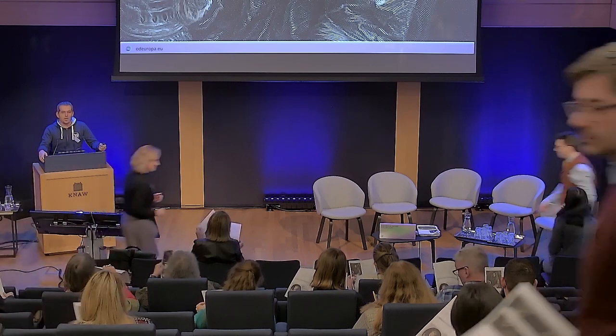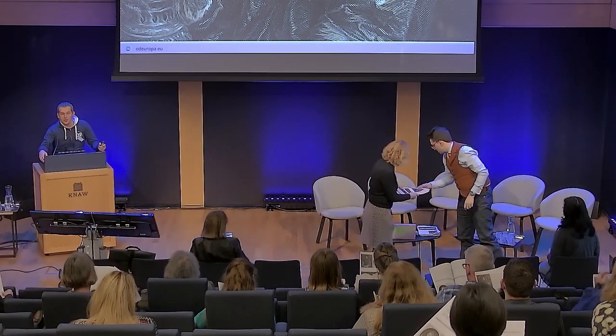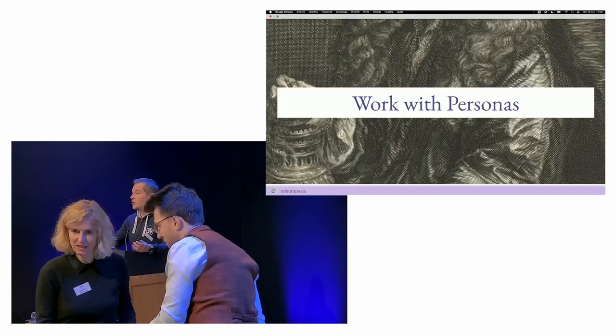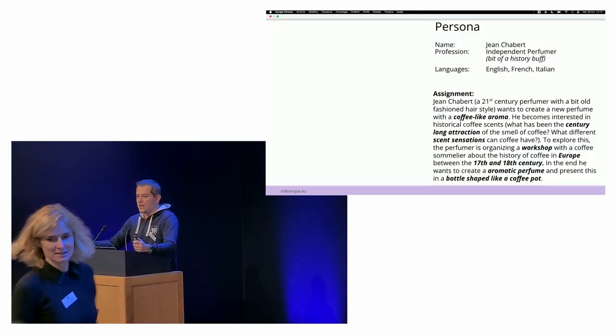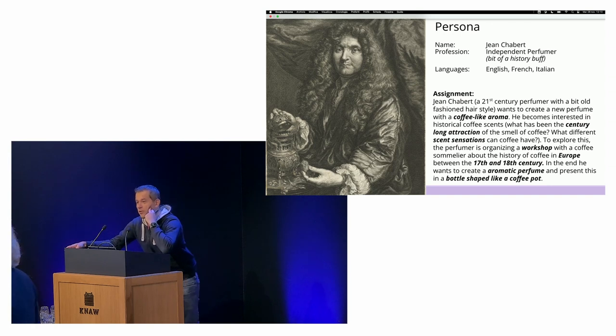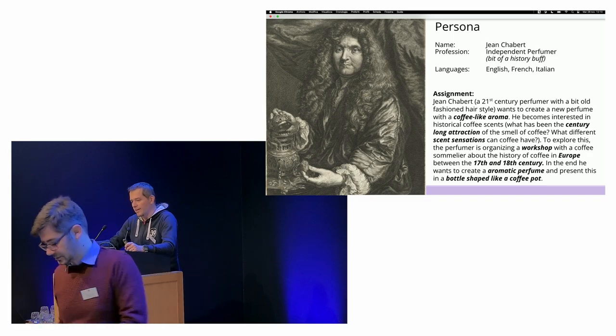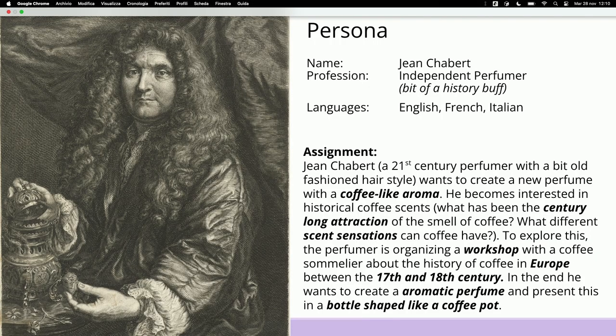So for that, what we have envisioned is to create a persona, and we would like that you all imagine that you are this person that we propose you to impersonate. So this morning, our person will be Jean Chabert, an independent perfumer who speaks English, French, and Italian. Contrary to the picture here, he's a 21st century perfumer with a bit old fashioned hairstyle, and he wants to create a new perfume with a coffee-like aroma, okay?